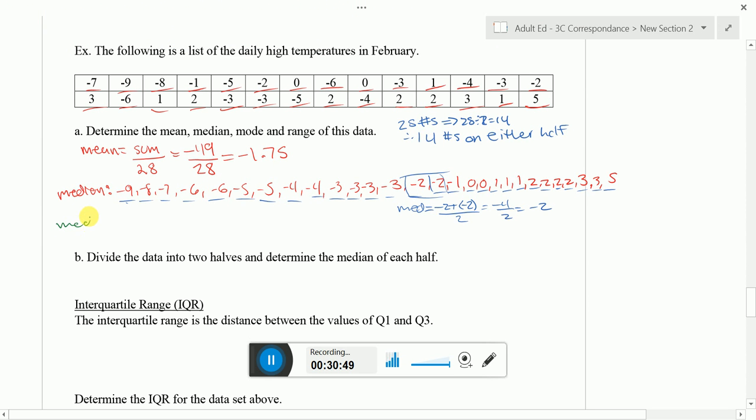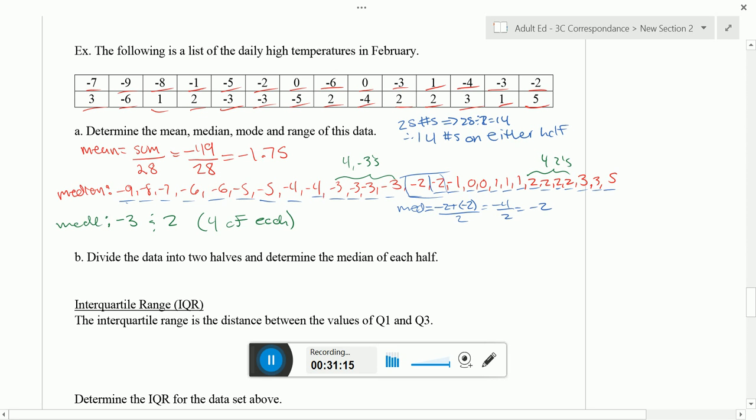Now the mode, again, we're looking for which one appears the most often. We can see there are 4 -3's. There are also 4 2's. So this is an example where we have two modes. Our mode would be -3 and 2. And again, there are 4 of each.